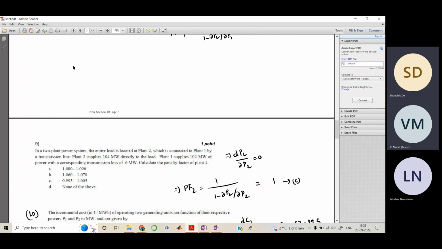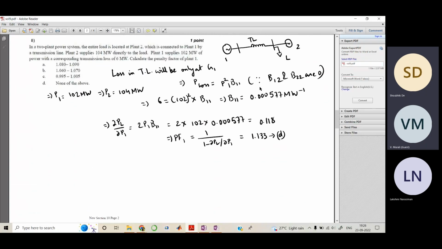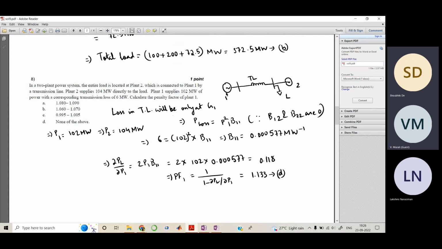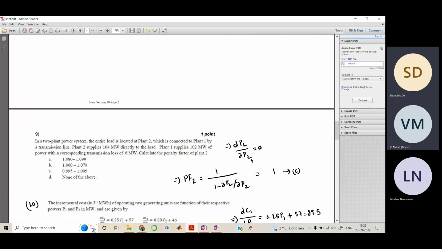Now, 8 and 9 are connected. Here they are asking to calculate the penalty factor of plant 2, right? As we saw, the total loss PL is only due to the first generator. So the loss due to P2 would be 0. Therefore, this whole term would be 0, right? Therefore, your penalty factor would come out to be 1. Very simple. So this would be option C.